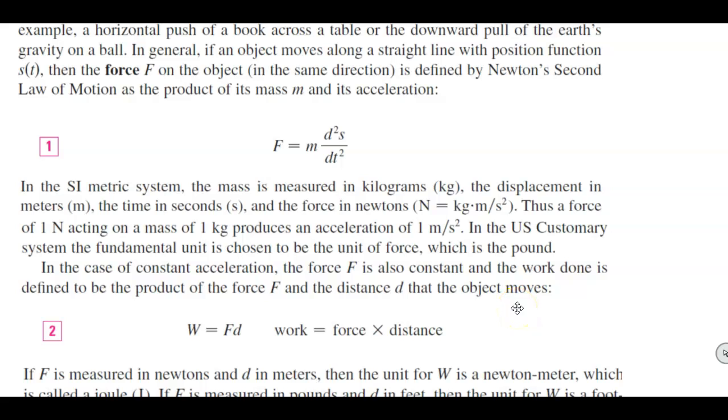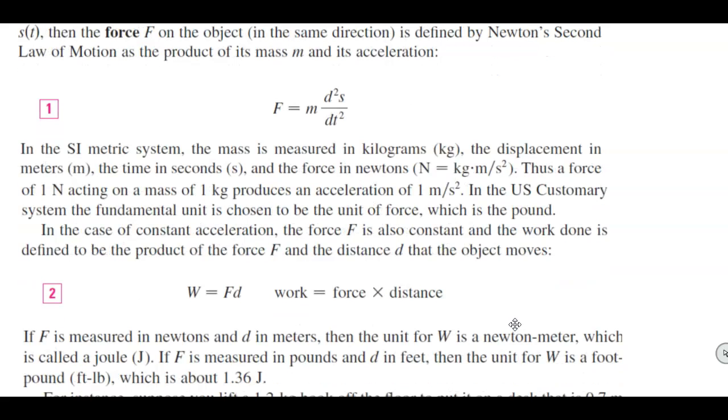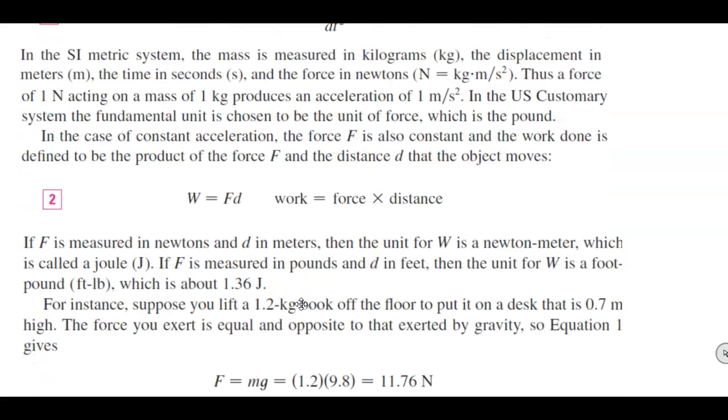In the case of constant acceleration, the force F is also constant and the work done is defined to be the product of the force F and the distance d that the object moves. So for definition number 2, work is equal to force times distance. Now, if force is measured in newtons and d in meters, then the unit for W is a newton meter, which is called a joule. If F, the force, is measured in pounds and d is in feet, then the unit for W is a foot-pound, which is about 1.36 joules.